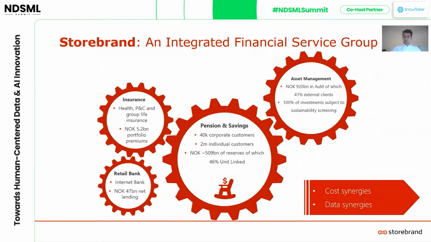But we're here today to talk about what we've done at Storebrand. And for that, we need to understand a little bit what Storebrand is and how it operates. Storebrand is a financial services group, and that means that we are both an insurance company, a retail bank, a savings company, and an asset manager. In fact, we're Norway's largest private asset manager with over 900 billion in assets under management. We've generated this setup because it allows us to get cost synergies and data synergies, and we have been in business for over 250 years, so we're hoping to be around for a little bit longer.